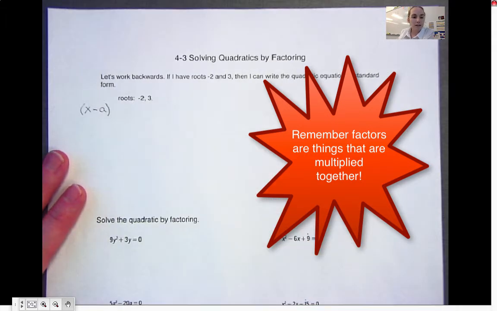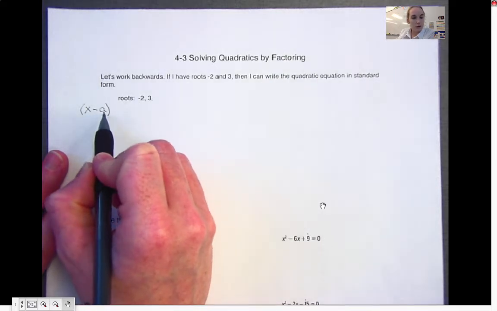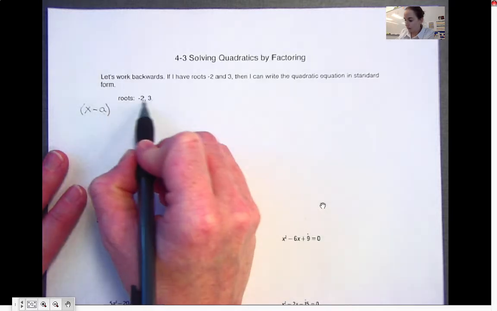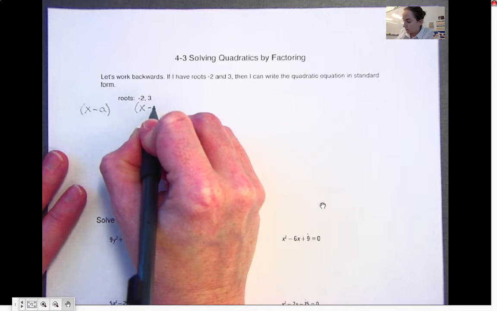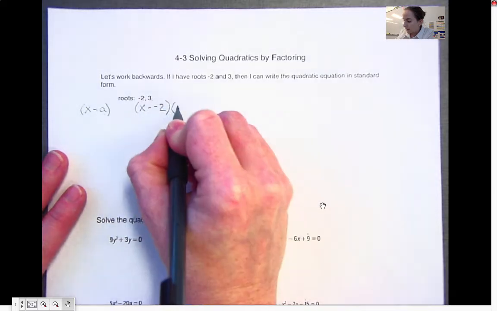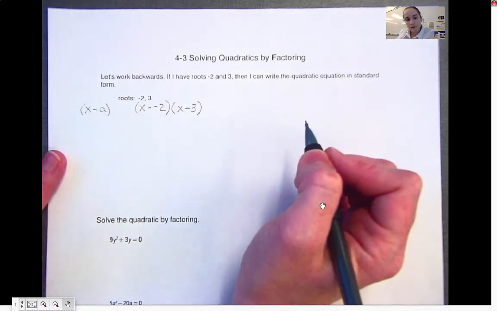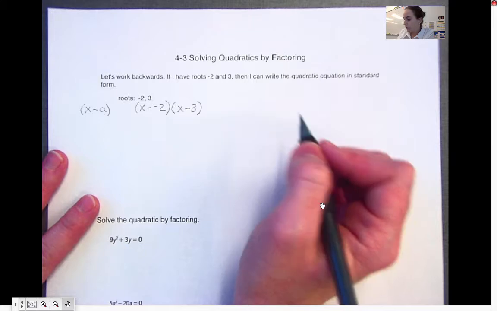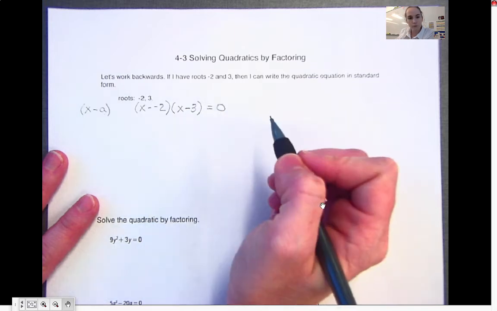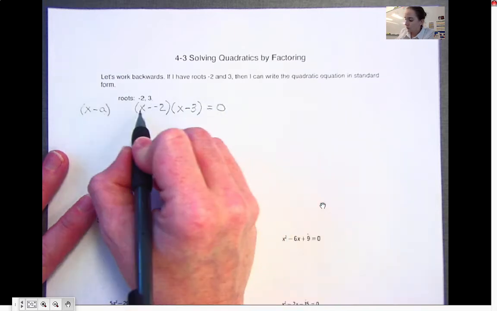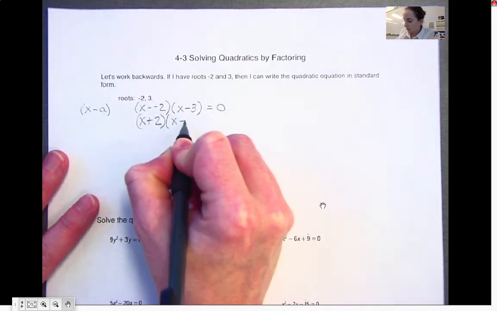The way to do that is you use the factored form x minus a, where a is your root. So to write these roots in factored form, I would say x minus a negative 2 and x minus 3. Now, since these two are roots, we know that when we have our function, that means it equals 0. Okay, so let's simplify this. X plus 2 times x minus 3.